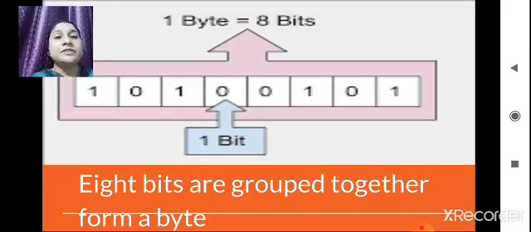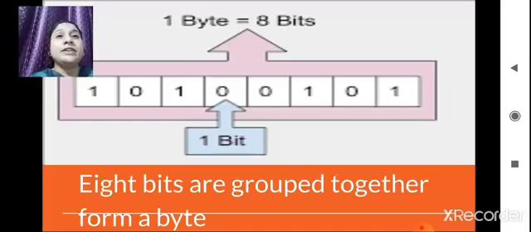So 0 and 1 is called a bit, okay? Whether it is a 0 or 1, it is called a bit. If 1 0 is there, then it is bits. If 1 1 is there, it is bits. And we can say 0 and 1 are bits, okay?